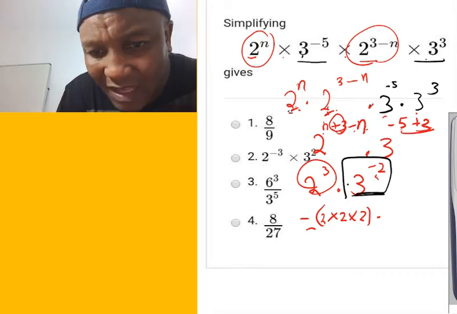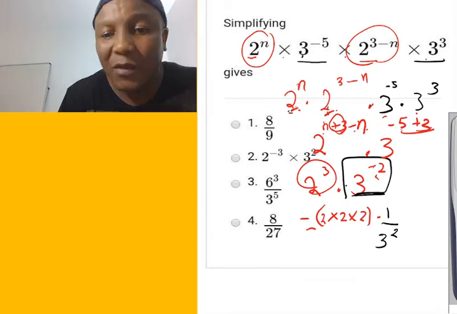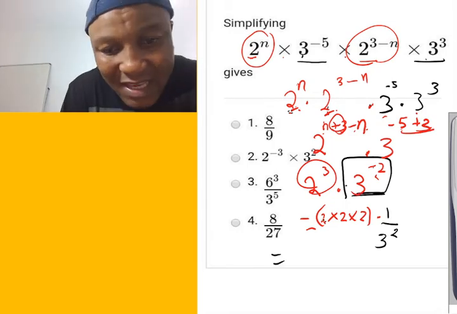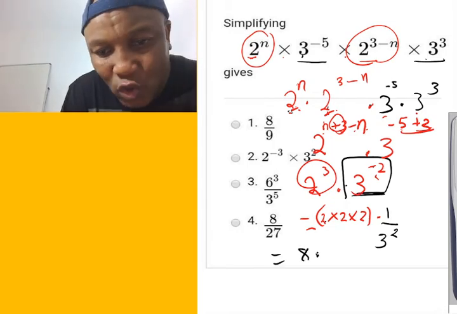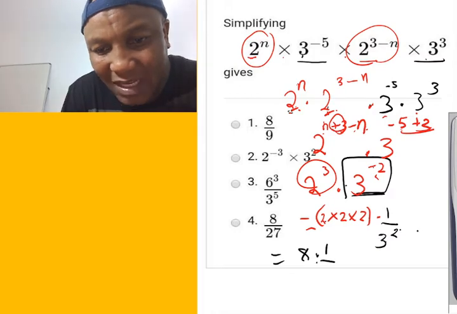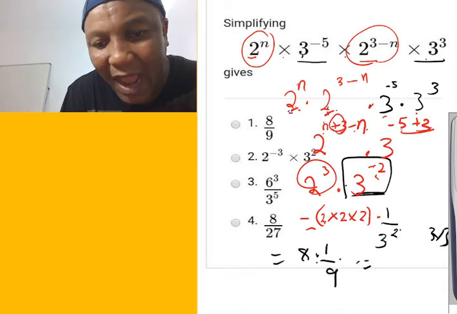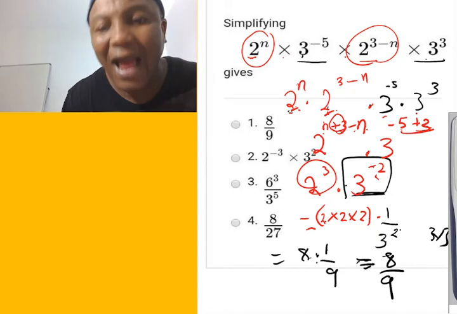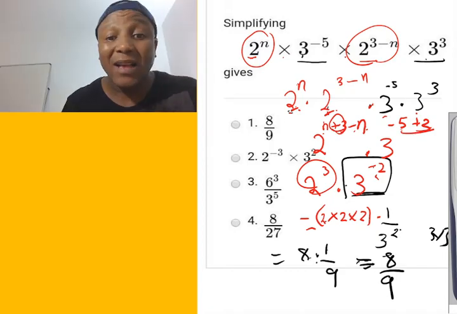Which number is here? There's nothing, which means I can simply say 1 over. Take everything to the bottom, it's going to be 3 power positive 2 because this negative is going to become positive. What is 2 power 3? 2 times 2 times 2 equals 8, times 1 over 3 power 2, which means 3 times 3, which is equal to 9. So 8 times 1 equals 8 over 9. Our answer equals 8 over 9, which is this option.